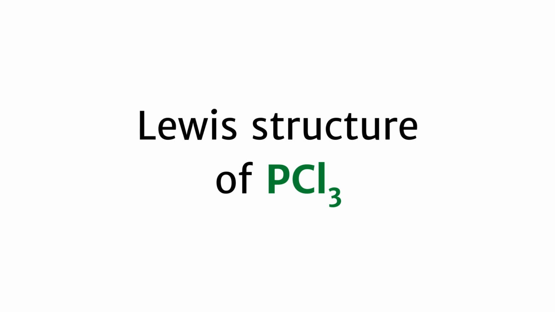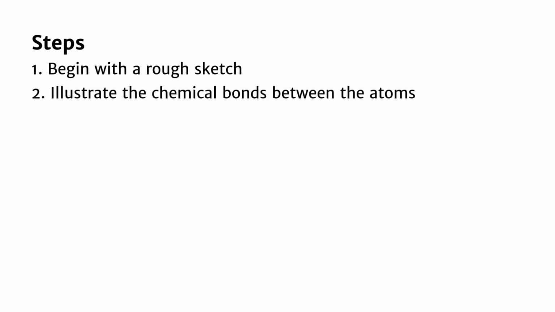Let's construct the Lewis structure of PCl3, shorthand for phosphorus trichloride. Follow these simple steps to accurately draw the Lewis structure of PCl3. First, sketch a rough diagram of the structure. Next, illustrate the chemical bonds between the atoms.